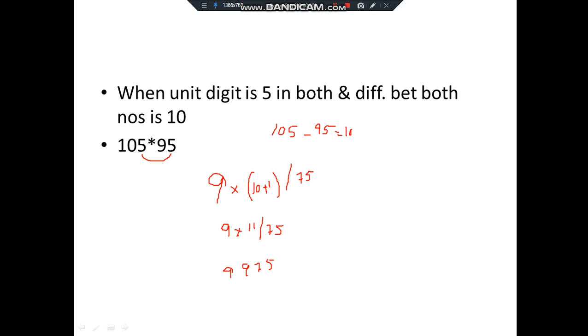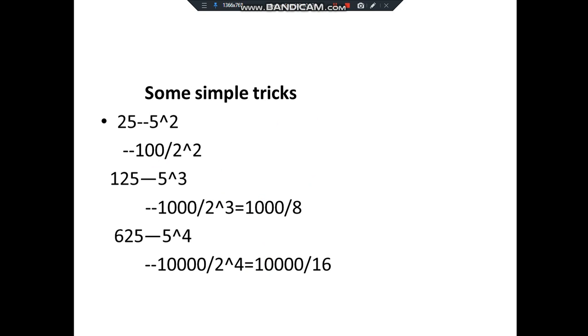See, some more tricks. 25 is nothing but 5 square. So you can use it in some questions, or you can say 25 is 100 divided by 2 power 2, which is 100 divided by 4, which is 25. Similarly, you can use 125 as 5 cube, or 1000 divided by 2 cube, which is 1000 divided by 8. 625 you can use as 5 power 4, or 10,000 divided by 2 power 4, which is 16. So 10,000 by 16. See, this is how you have to use it.